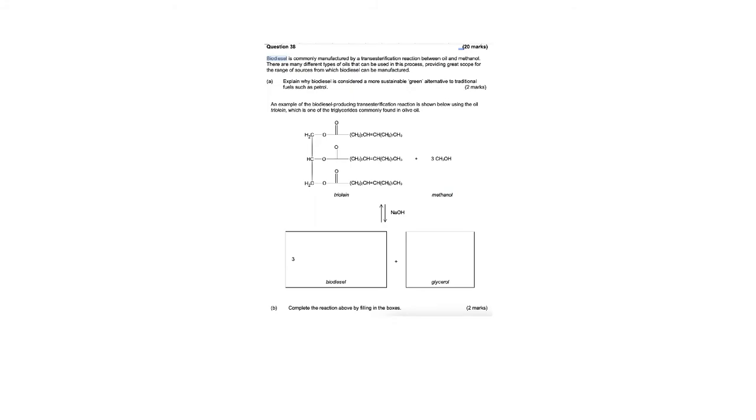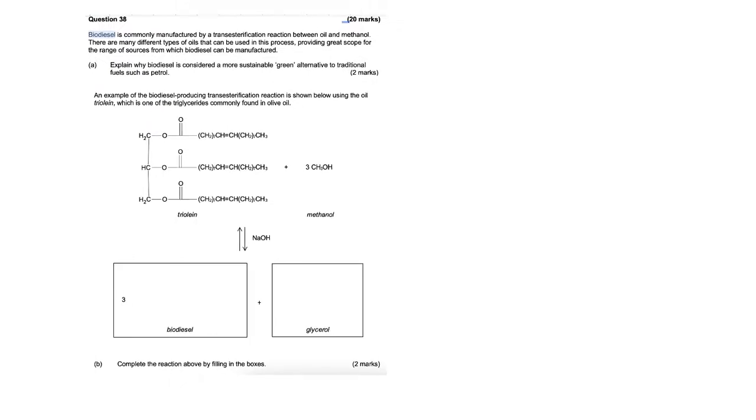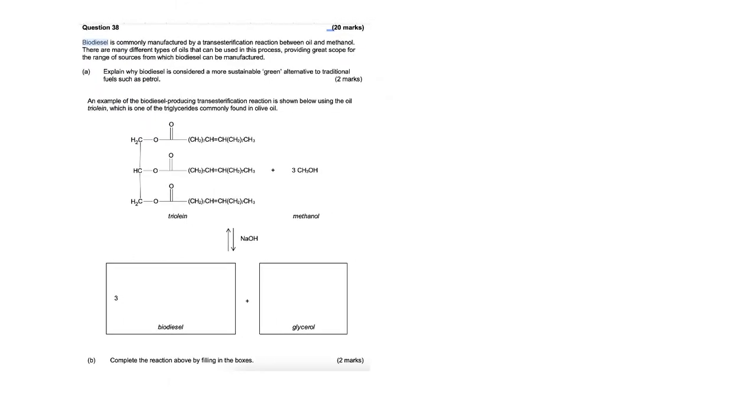So let's have a look. What do we got? Biodiesel, blah, blah, blah. See there, transesterification reaction between oil and methanol. Many different types of oils, blah, blah, blah. Explain why biodiesel is considered a more suitable green alternative to traditional fuels such as petrol.